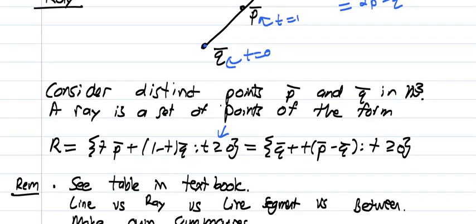All right, so there's a nice table in the textbook where they look at how the definition varies for a line, a ray, a line segment, or betweenness.